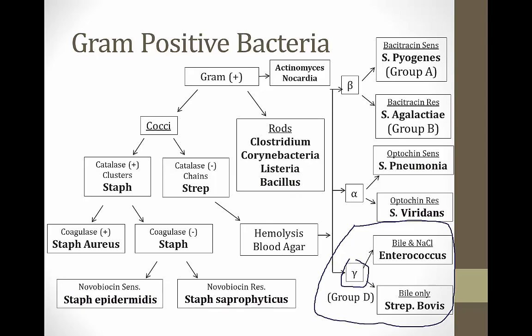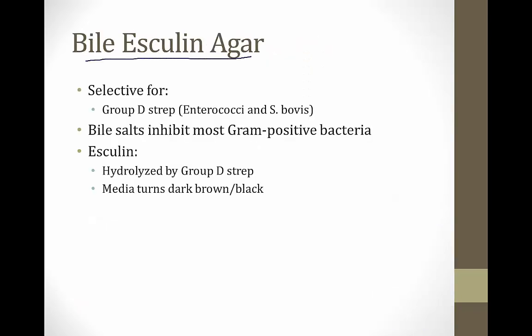So bile esculin agar is a selective growth media for both of the medically important group D strep. Both Enterococci and Strep bovis will grow on this medium. It contains bile salts which inhibit most gram-positive bacteria except for these two. It also contains esculin, which is a substance that's hydrolyzed by group D strep, and this turns the growth medium dark brown or black. So if you have a bacteria that is a gram-positive cocci and you put it in a tube of bile esculin agar and the bacteria grow and turn the media dark brown or black, then you know that you are dealing with group D strep. And this is the way it can be done in a micro laboratory.